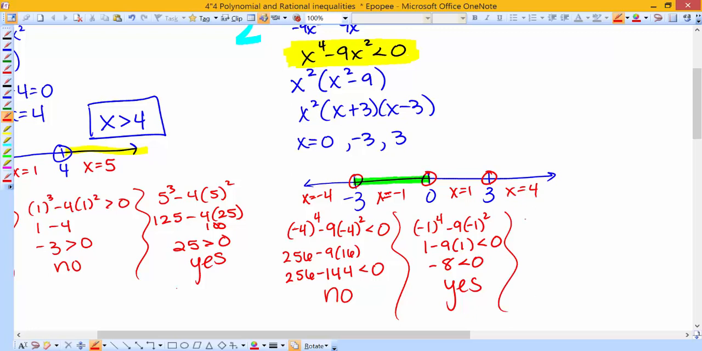So now I try 1. 1 to the 4th minus 9 times 1 has to be less than 0. 1 minus 9 is less than 0. Hey, that looks just like this last one. So yes.